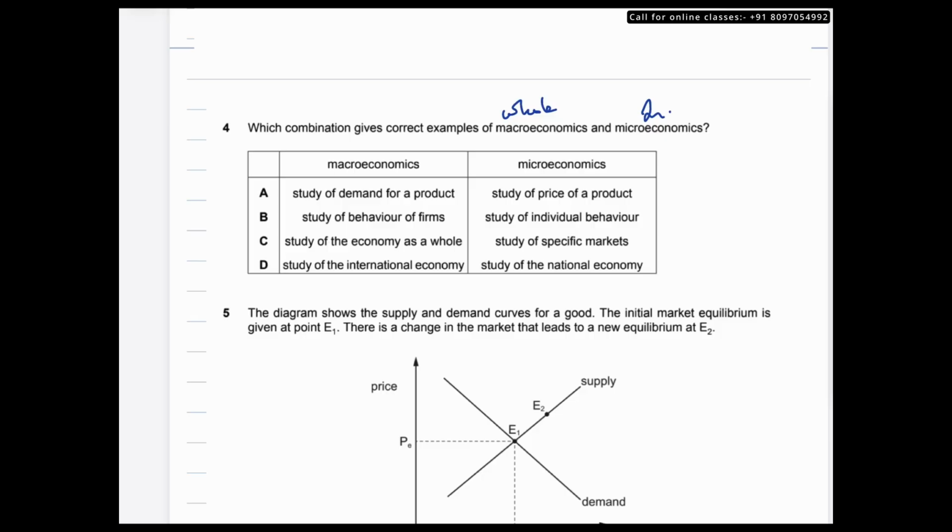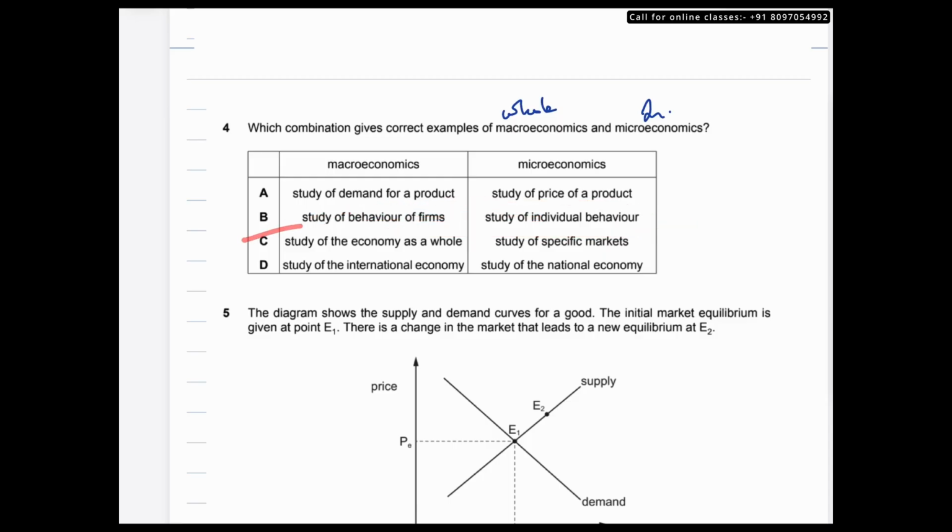So, option A reads study of the demand for a product and study of price of a product. So A signifies individualism, hence both are microeconomics oriented, not macro. Similarly, option B, study of behavior of firms and study of individual behavior. Even if it is behavior of firms, it is plural. A firm is still an individual unit. It is still micro oriented in nature. So both of these are again microeconomic, not macro and micro.